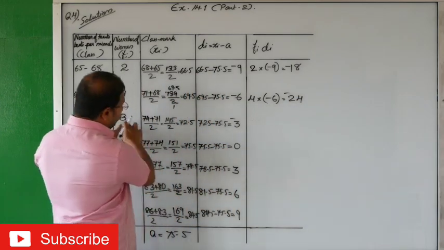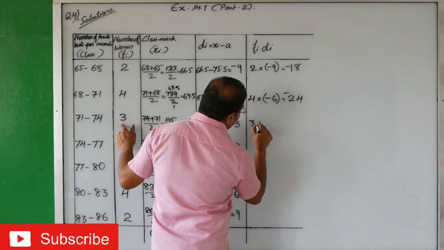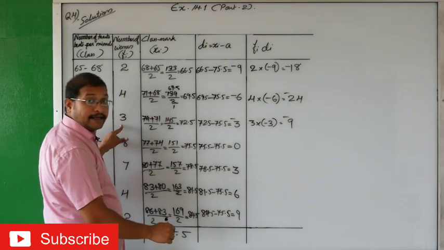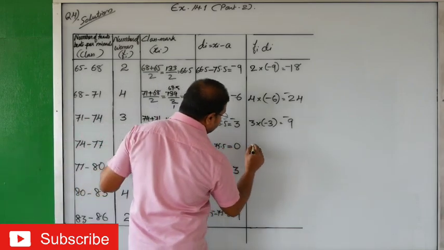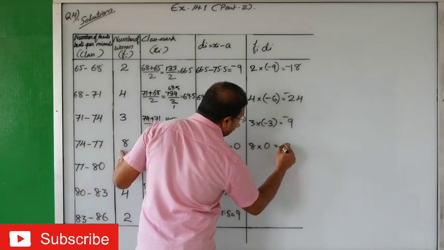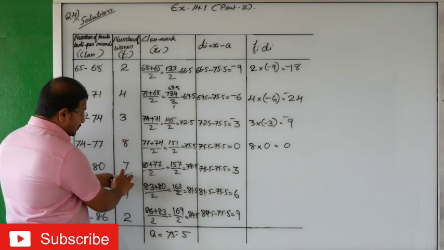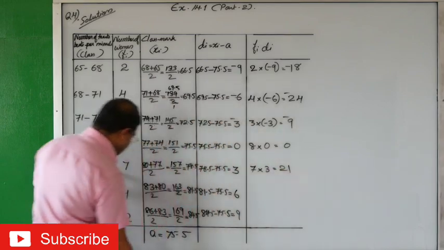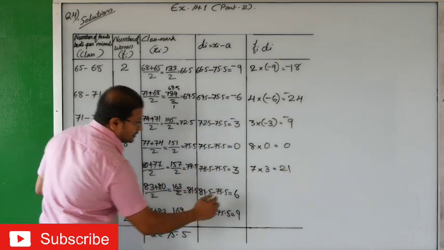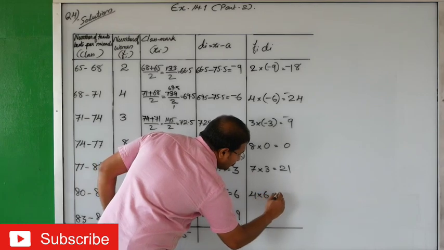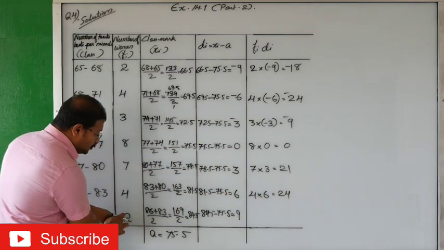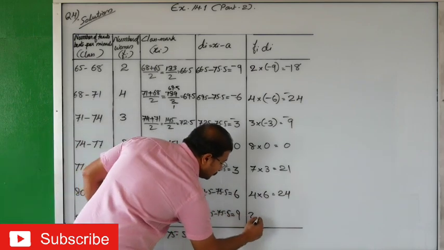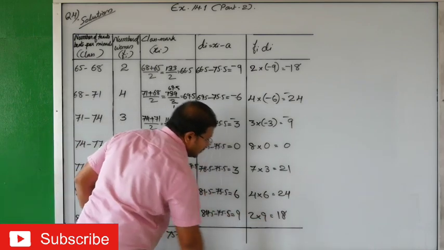Ready? Next step. 3 into minus 3. 3 into minus 3 equals, 3 3s are 9. We know that? Minus 9, isn't it? Next step. 8 into 0. 8 zeros are 0. Next one. 7 into 3. 7 into 3, 21. Next step, 4 into 6. 4 into 6, 24. Next, 2 into 9. 2 into 9 equals 18.